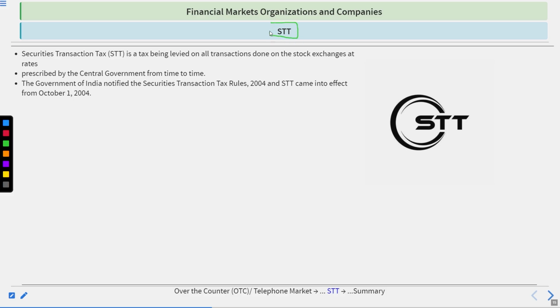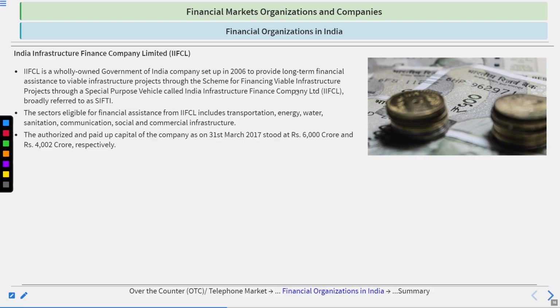Now, what is STT? STT stands for Securities Transaction Tax, which is actually a tax levied on all transactions done on the stock exchange at trades. It is prescribed by the central government from time to time, and the Government of India notified the Securities Transaction Tax Rules 2004, and STT came into effect from October 1st, 2004. So that tax was actually introduced in the year 2004.